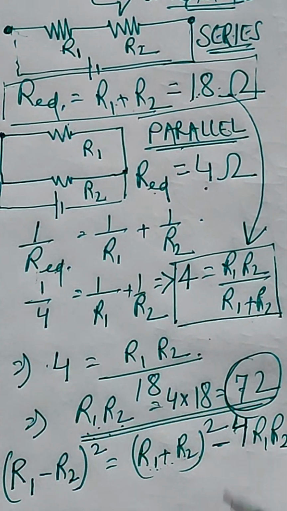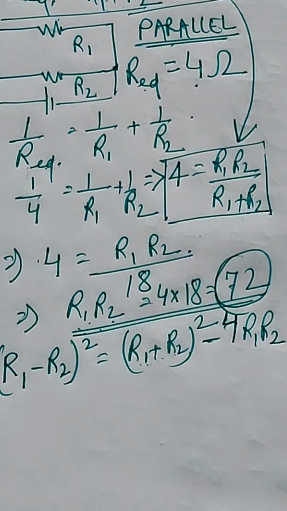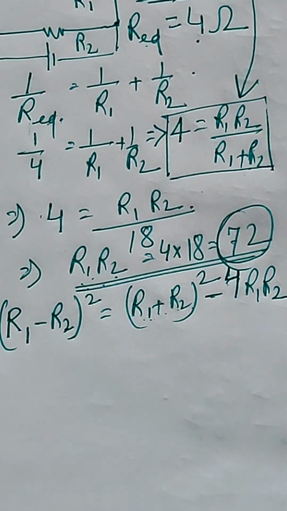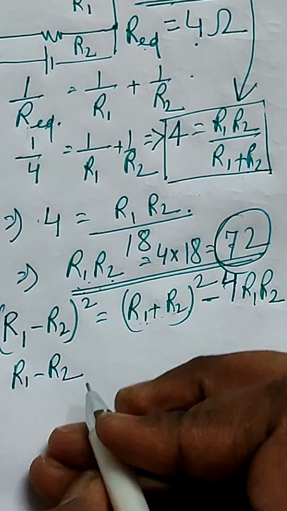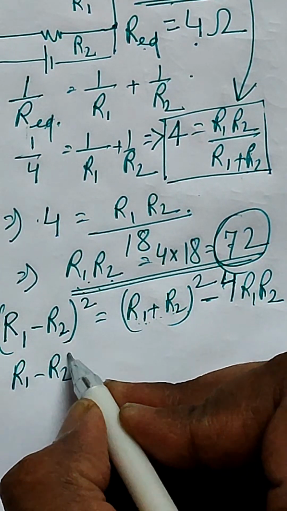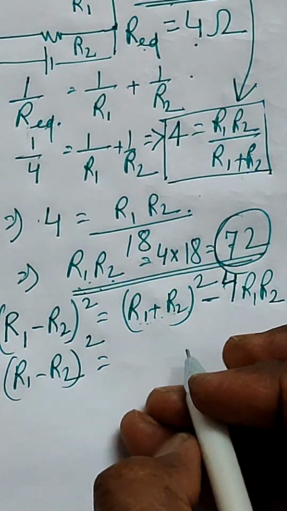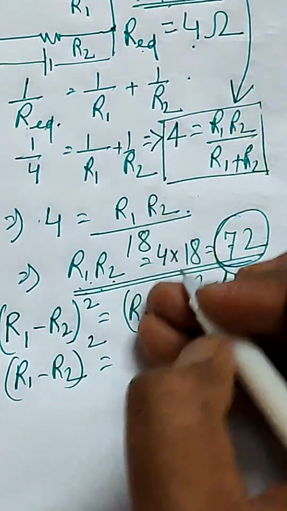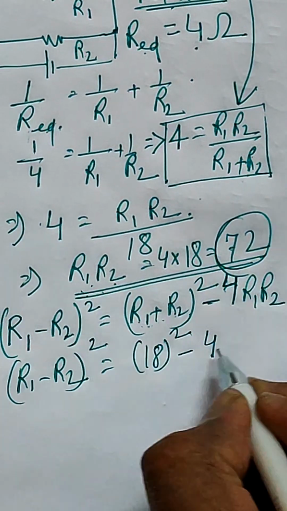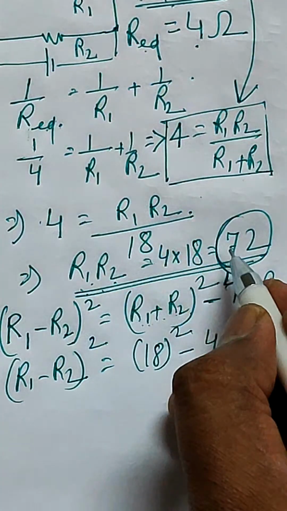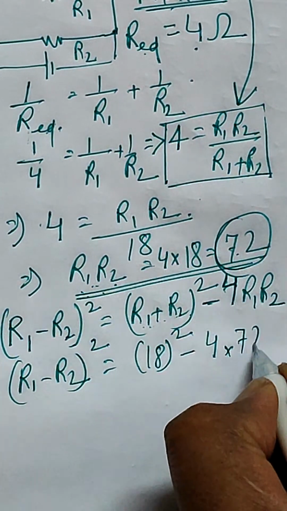Now just calculate the value of R1 minus R2. So from here we can see (R1 minus R2) whole square is equal to (R1 plus R2) whole square minus 4 times R1 R2. That means 18 square minus 4 times R1 R2, and R1 R2 is 72, so 4 times 72.